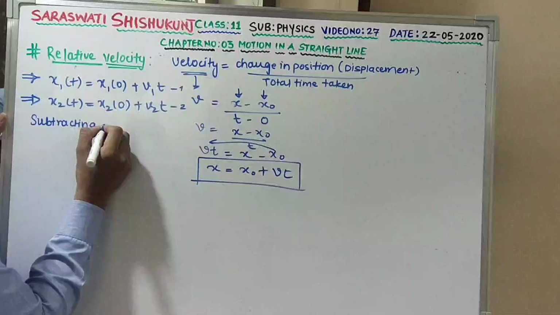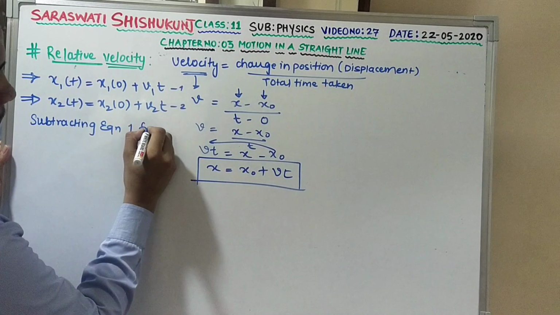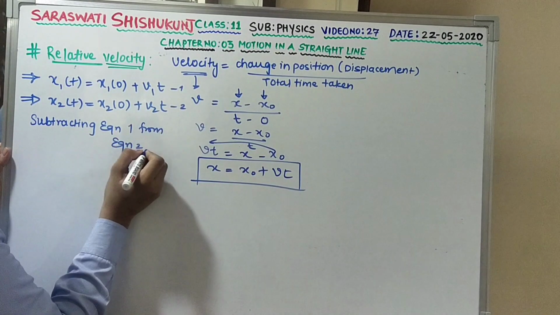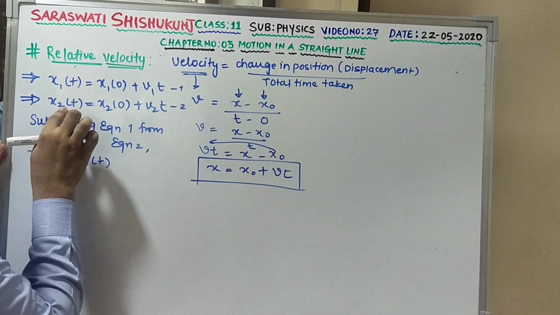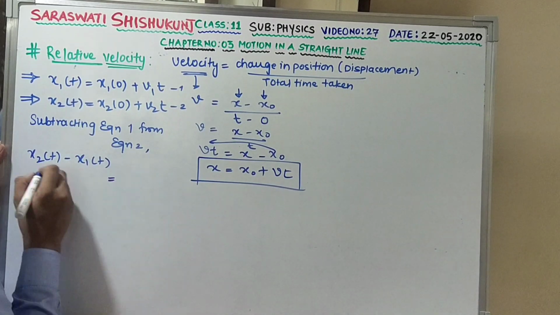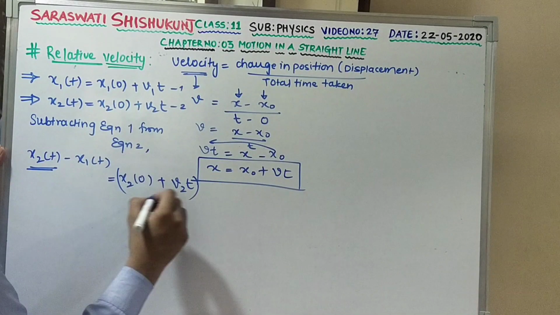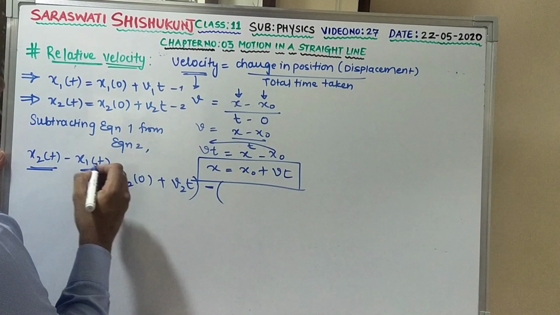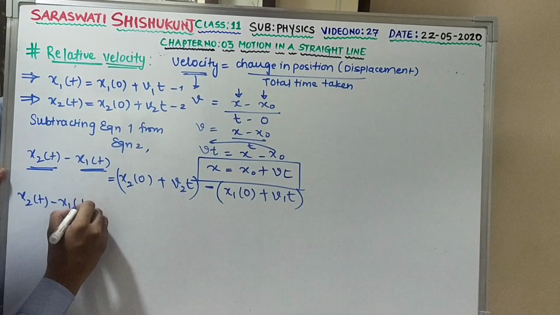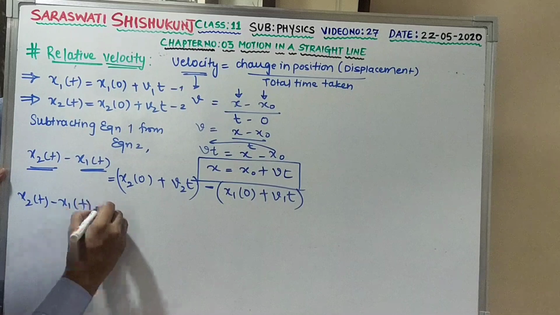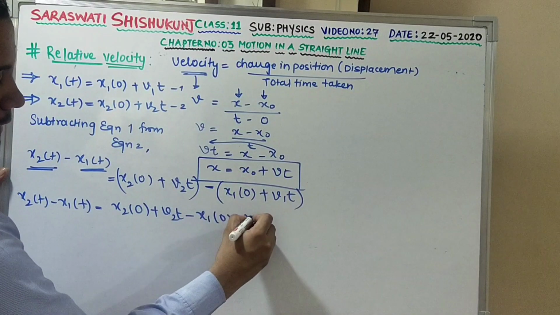I am subtracting equation 1 from equation 2. So we get x2t minus x1t, subtracting x1t from x2t. So x2t minus x1t is equal to x2 0 plus v2t minus x1 0 plus v1t. Is this clear? So x2t minus x1t is equal to x2 0 plus v2t minus x1 0 minus v1t.